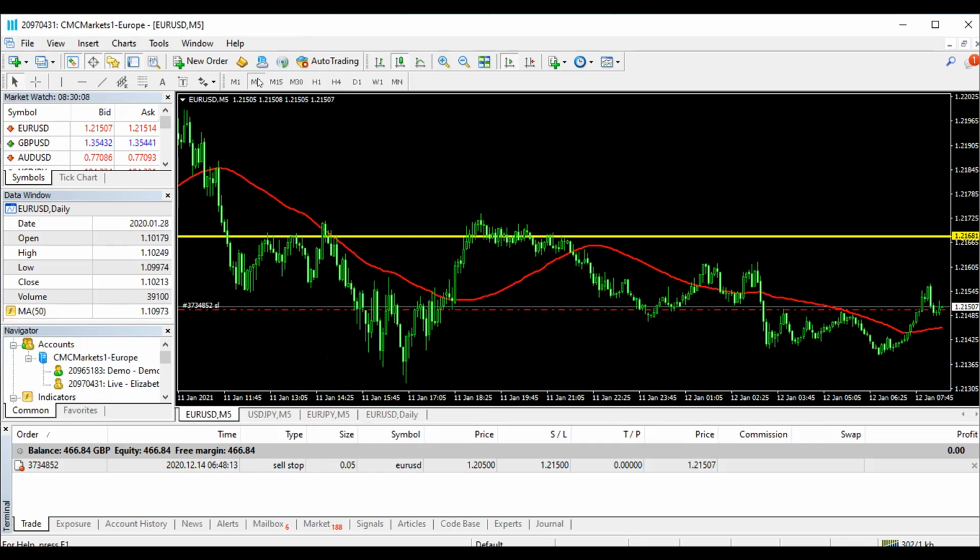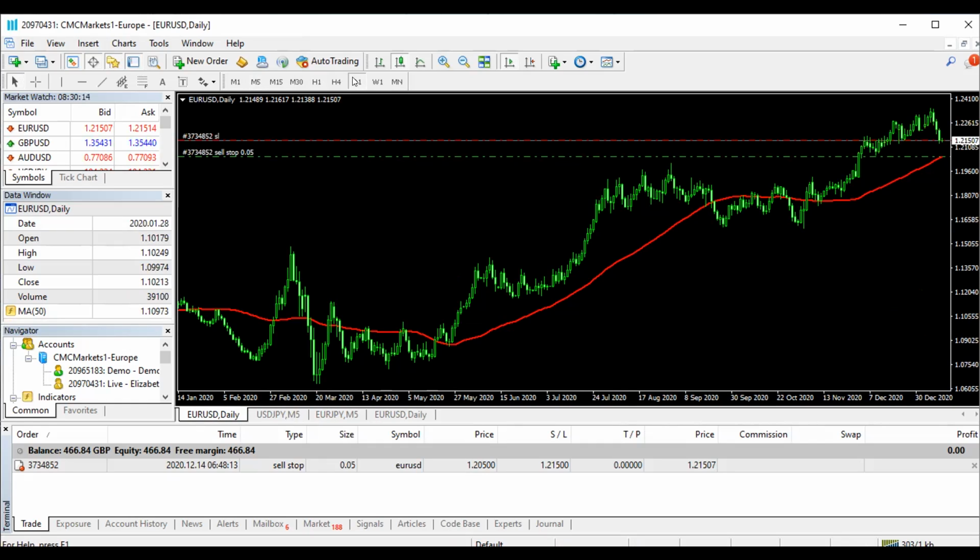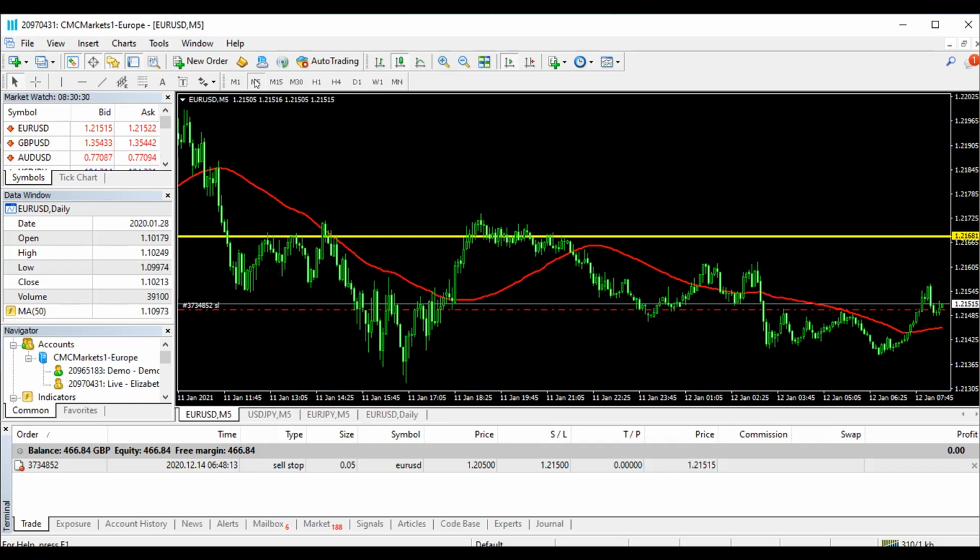And then go to D1 now. So you see, now when you're swing trading, you don't have those pivot point lines obscuring your view. So you always see it in your M5 time frame. Correct. Cool. I think that's it.